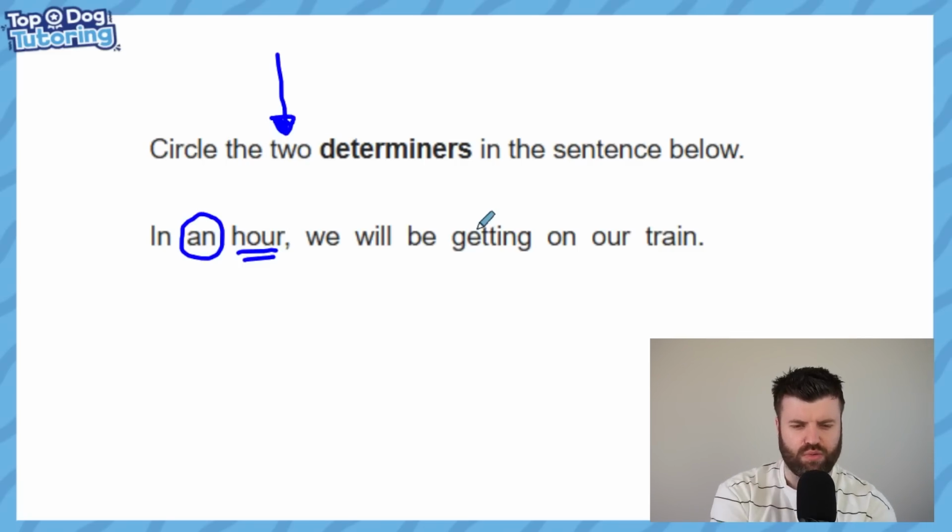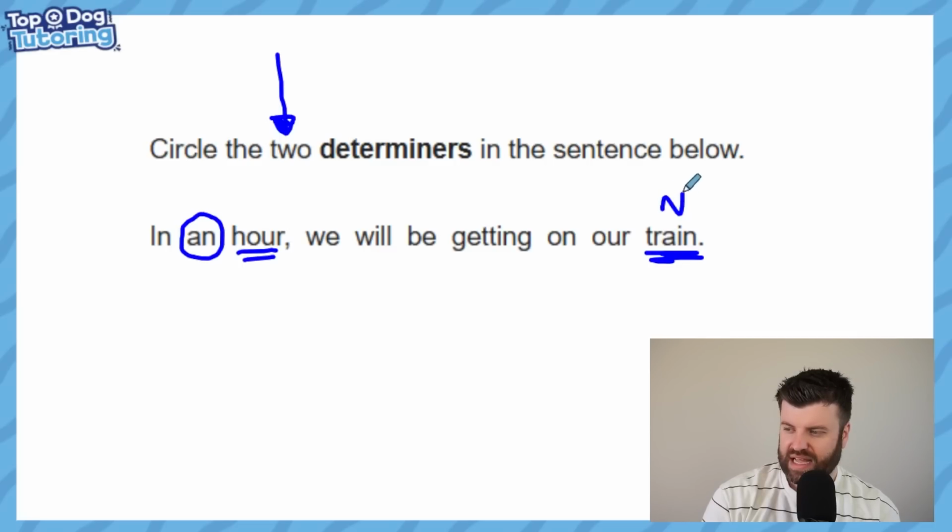You might be thinking, oh, I'm not too sure here. I can see a pronoun and a verb. Okay, well, look for the noun. That's what we just said is the best way to do this. Train is a noun here. And so the determiner in this sentence will be the word before it.